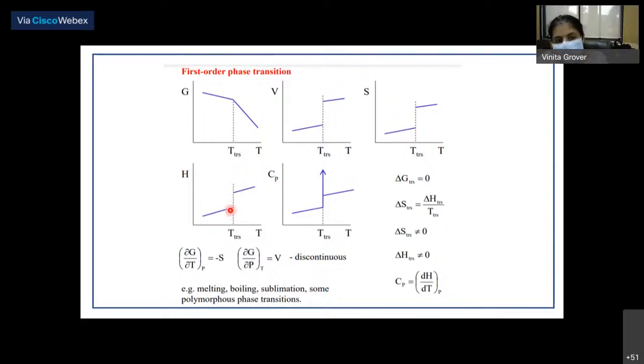Now, because there is a discontinuity in H, the H is not equal, and your Cp is dH by dT. So for the first order phase transition, if you want to determine the Cp at the phase transition temperature, it would go to infinity at this particular temperature. And what are the phase transitions that correspond to first order? These are of course not associated with only solids. Polymorphous phase transitions happening between two polymorphs, the reconstructive phase transitions.